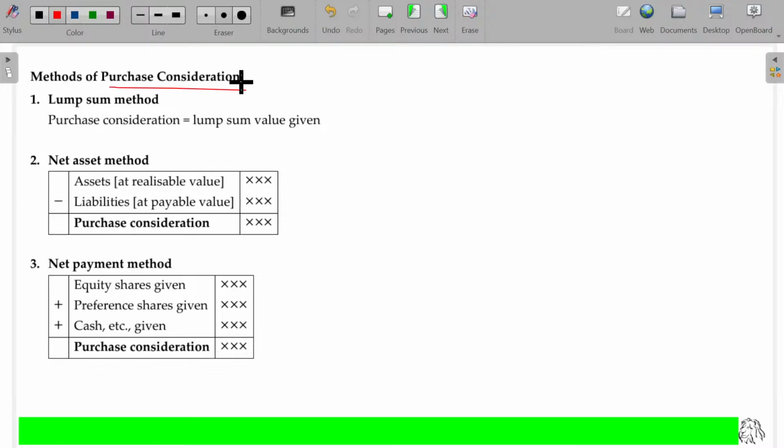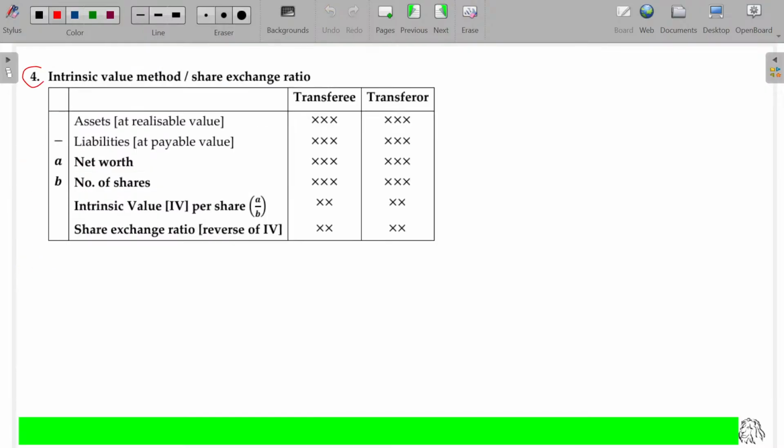calculation of purchase consideration, we may have around four methods. One is the lump sum method, another one is the net assets method, another one is the net payment method. Finally, we have the intrinsic value method, otherwise named the share exchange method. I have just explained all these four methods of purchase consideration calculation with an illustration. That first part is over.